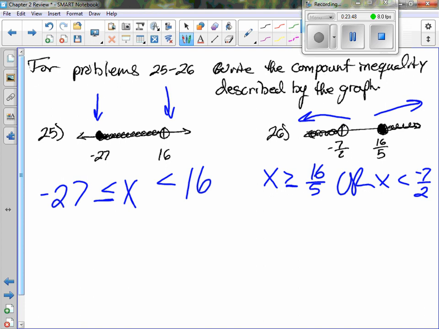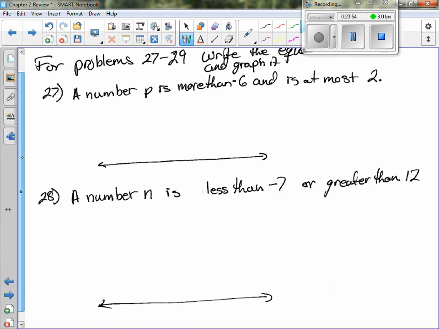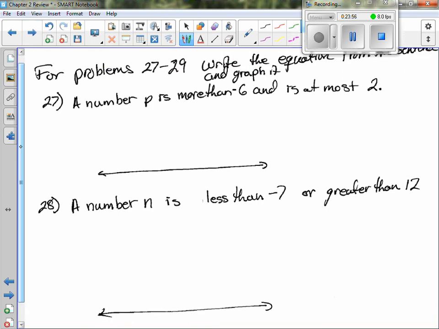Any questions on anything we've done so far? Any questions on 27 or 28? Is there one of those that y'all want to look at, 27 or 28? Well, let's just look at 27.